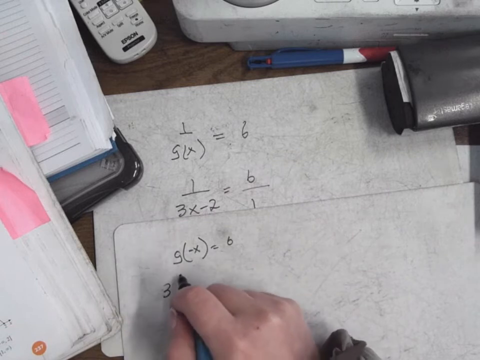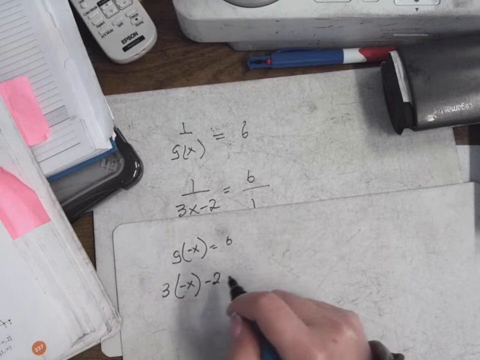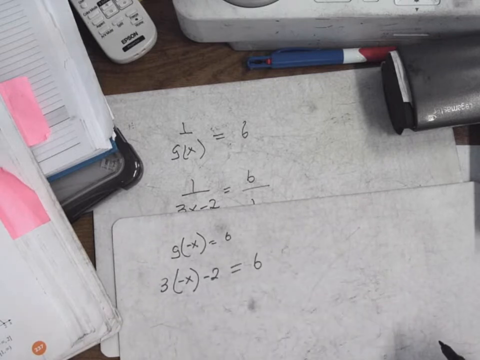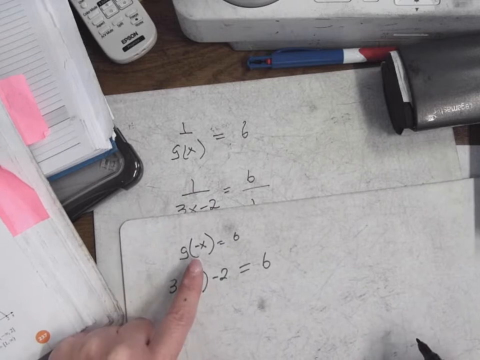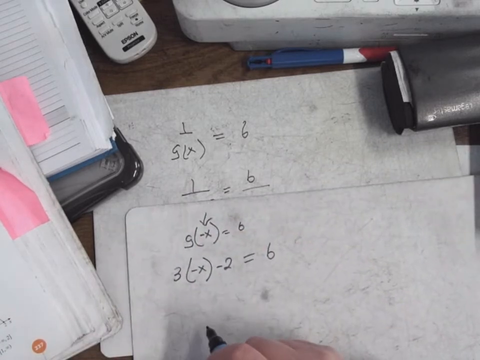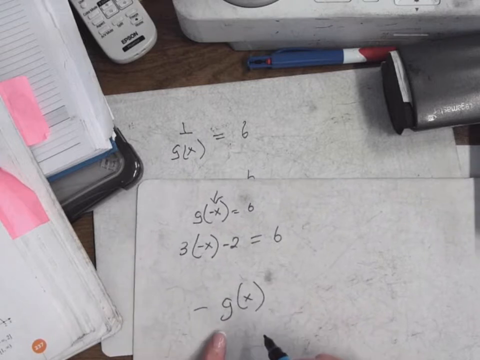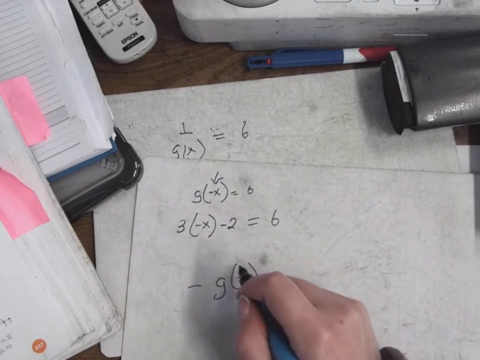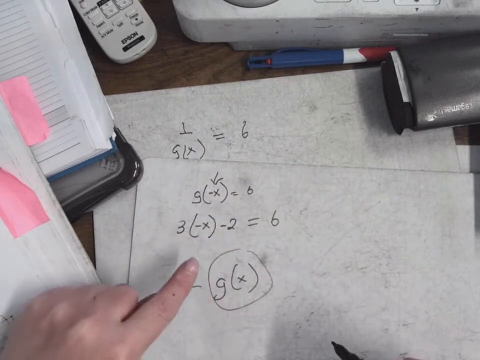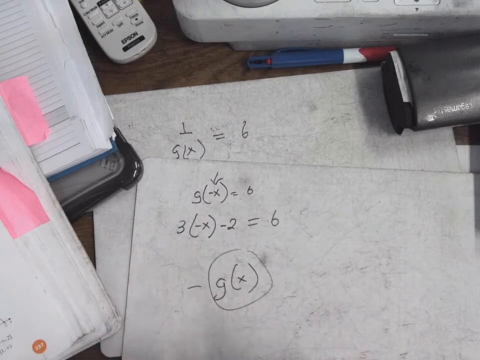So instead of that, it's 3x minus 2. So 3 times minus, oh, so you don't. By minus, do you? No, it's just everywhere you see an x. That is different to minus g of x. Oh, okay. So minus g of x would be multiply the whole function by minus, and g of minus x means instead of the x, put in a minus x. Is that alright? Yeah.